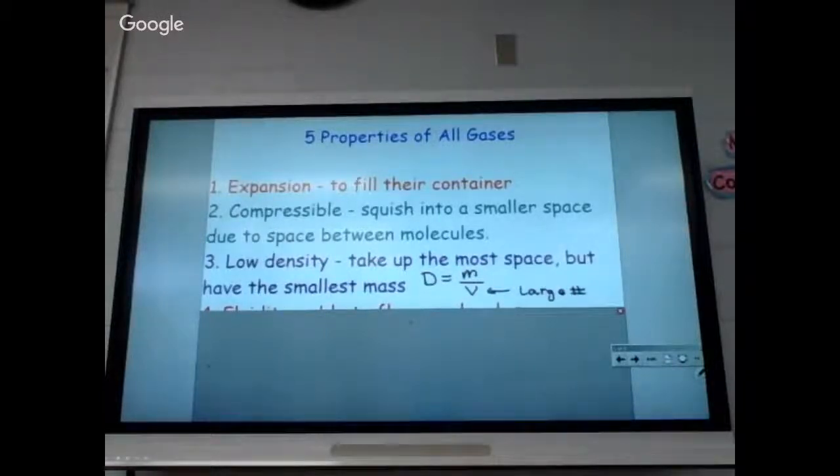It makes it a very small number, right? That's why gases have a really low density. Because when you divide by that really big number, you get a really small number. Okay? Because the volume is just large. So you get a small density.